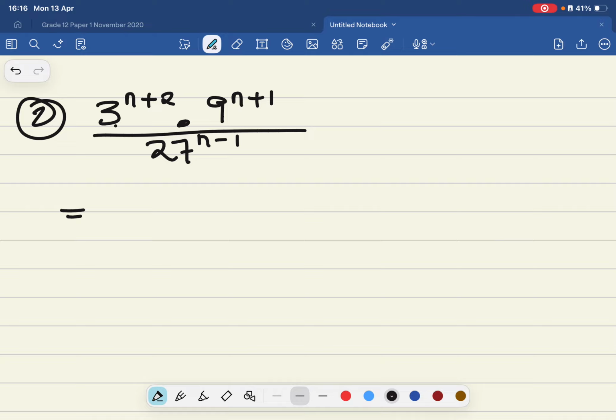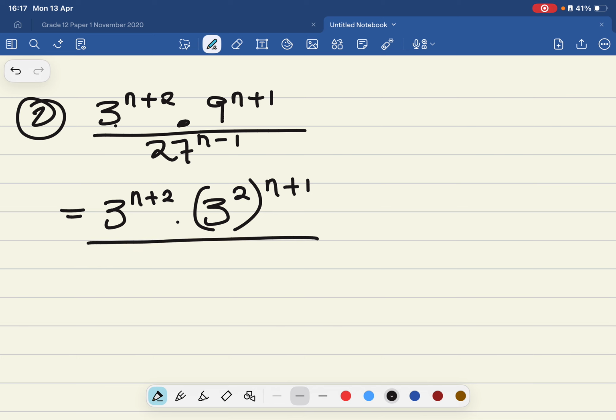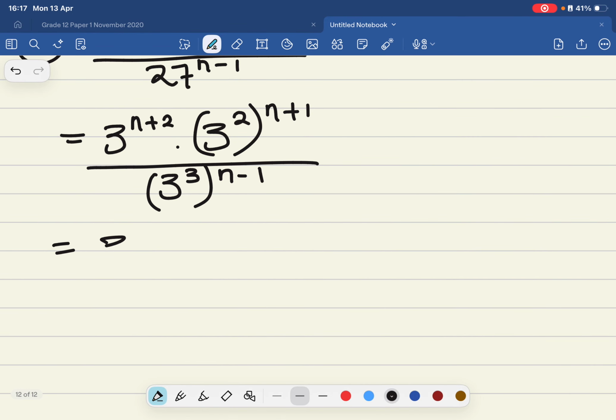3 is already a prime number. This one is not. We can change it. So it's going to be 3 to the power of n plus 2 times 3 to the power of 2, all raised to the power of n plus 1, over 3 to the power of 3, all raised to n minus 1. Right, it's gonna be 3 to the power of n plus 2.